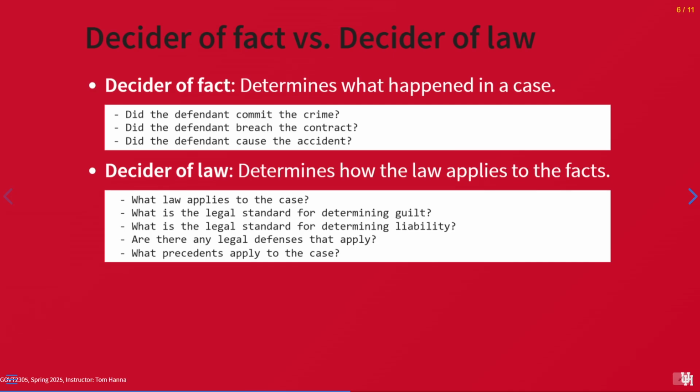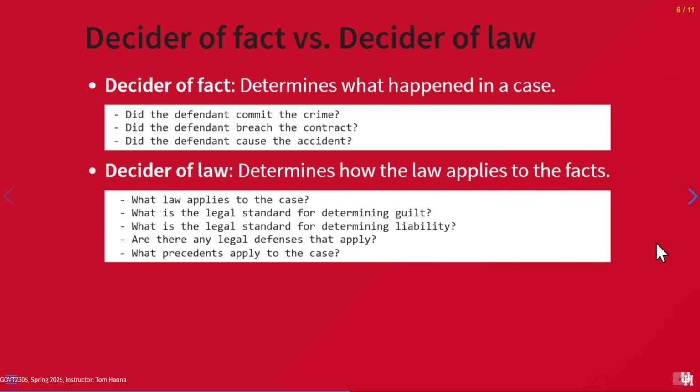These are mostly going to be state level cases, not federal anyway. But if there is a federal one, that jury or judge will decide, did the defendant cause the accident? Are they responsible or liable for the accident? So in the first case with crimes, it's are they guilty or innocent? In civil cases, it's are they liable or responsible?